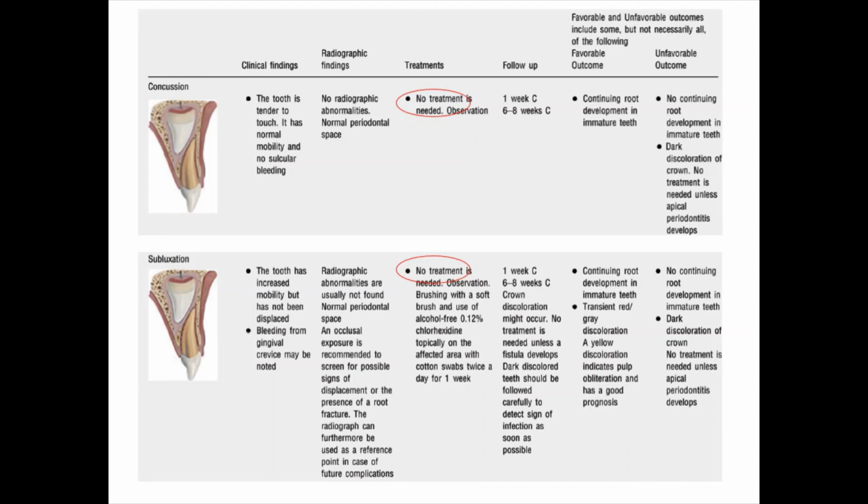In this, the radiographic finding that we see is the normal periodontal space, and the treatment is that no treatment is required, only observation, brushing with a soft toothbrush, and use of chlorhexidine 0.12% topically in the affected area, with cotton swabs twice a day for 1 week.